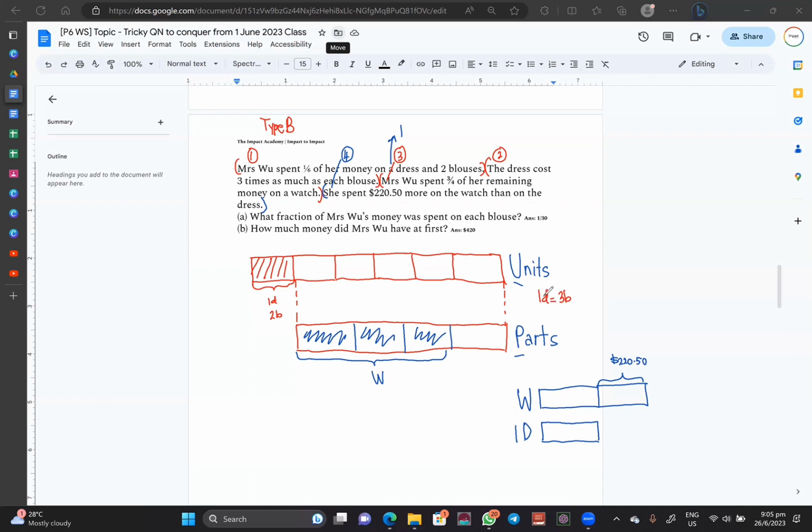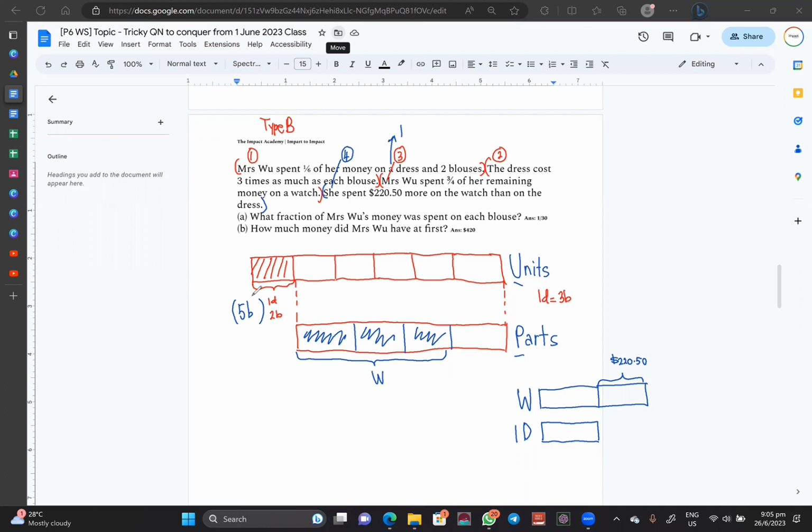Since I know that 1 dress is equal to 3 blouses, I can write at the side over here that this 1 unit is actually equal to 3 blouses and 2 blouses, and that gives me 5 blouses in total. Okay, so this is the total. I can just put that this is 5 blouses.